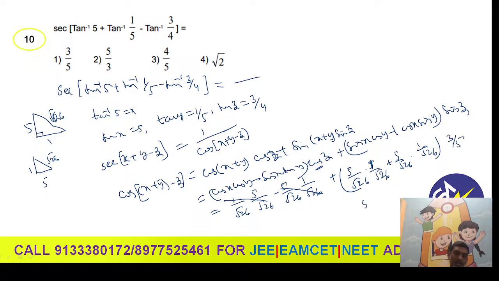So what you get, 5 divided by 26 plus 5 divided by 26 into 3 divided by 5. So 10, 5 1 0, 5 2 0, 2 1 0, 2 13 0. So what we are getting is 3 by 13, which means the secant is 13 by 3.